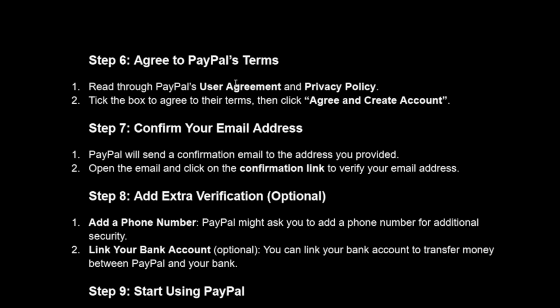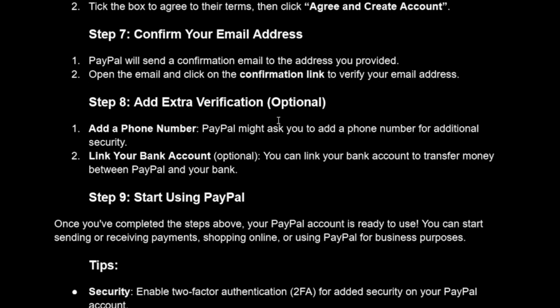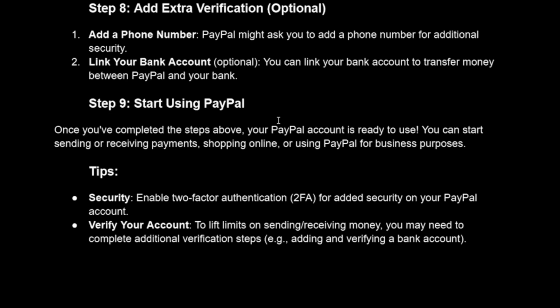The next step is to agree to PayPal's terms. So just go ahead and read through the user agreement and privacy policy. Tick the box to agree to their terms. Then you can go ahead and confirm your email address and add extra verification. And finally, once you finish those steps properly, you should be able to start using PayPal. You can start sending or receiving payments, shopping online, or using PayPal for business purposes.